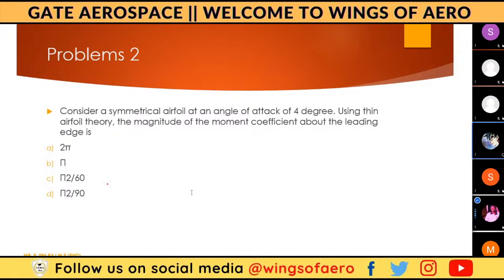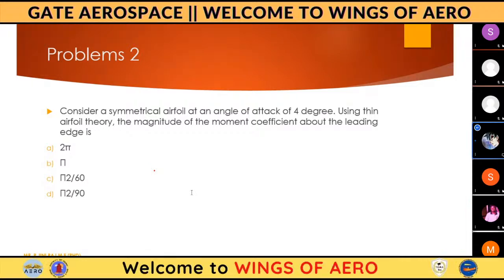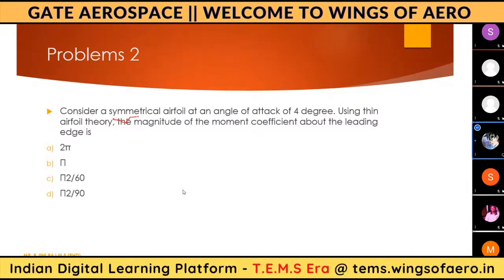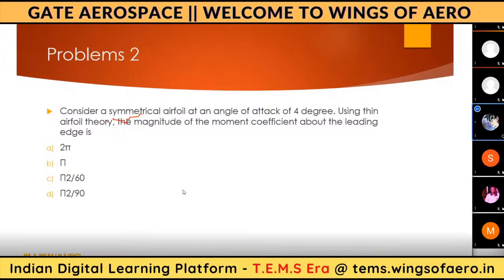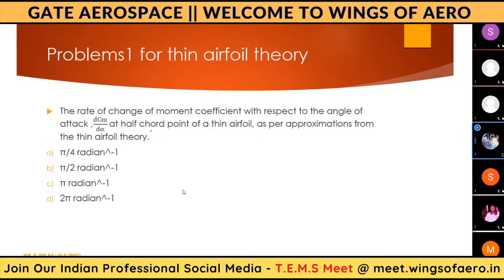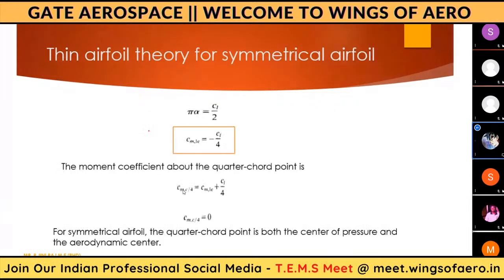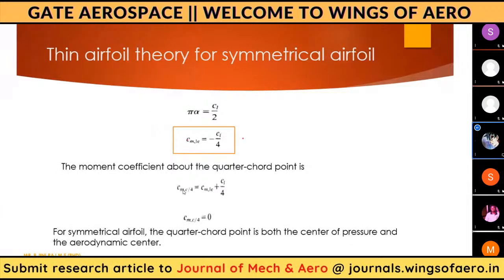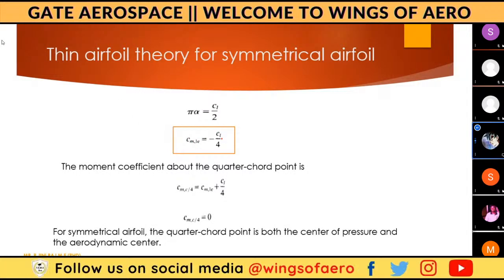What is the value of A1 and A2, sir? One thing we need to remember: this is a symmetrical aerofoil, so there is no need to find A1 and A2. Here we are solving for a symmetrical aerofoil only. I will show you the formulas for a symmetrical aerofoil. For a symmetrical aerofoil, the moment coefficient about the leading edge equals minus pi alpha by 2.